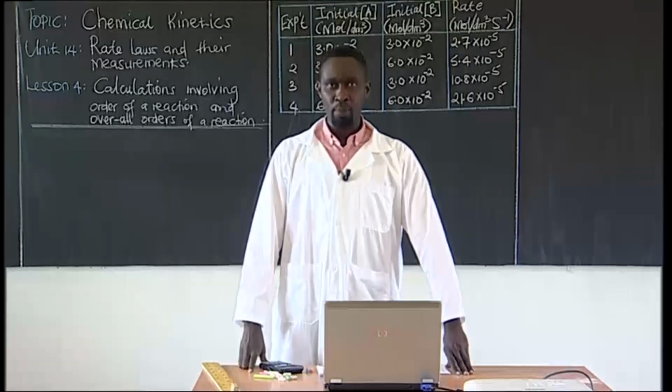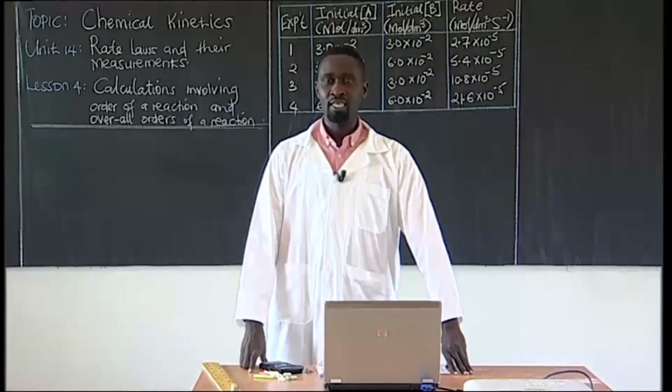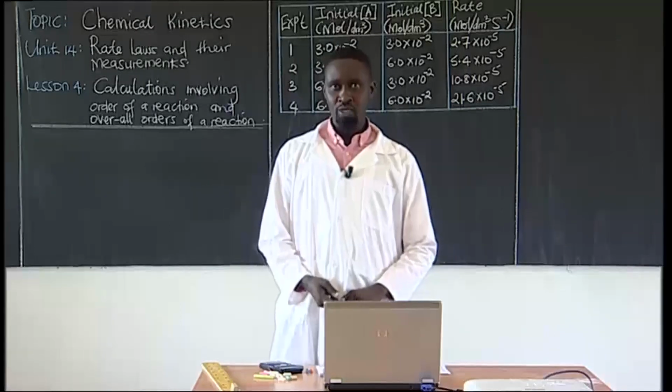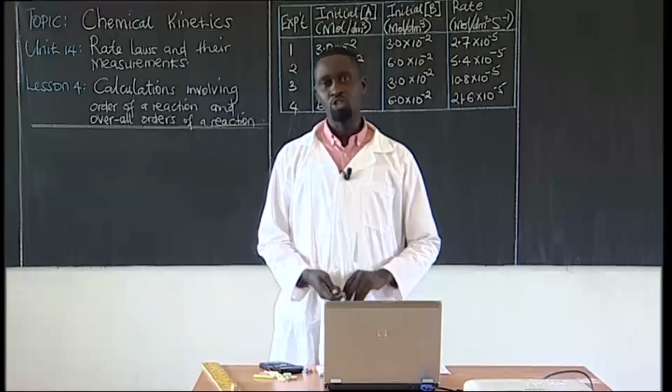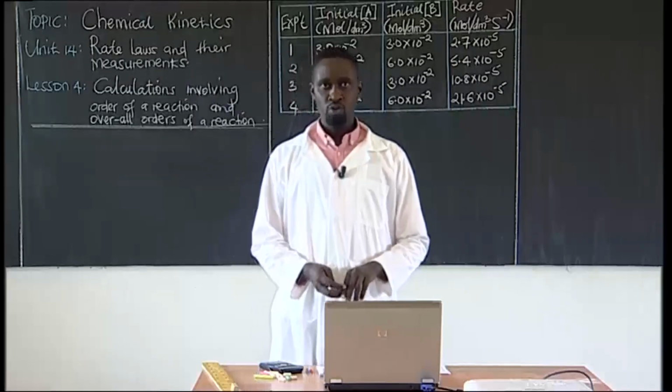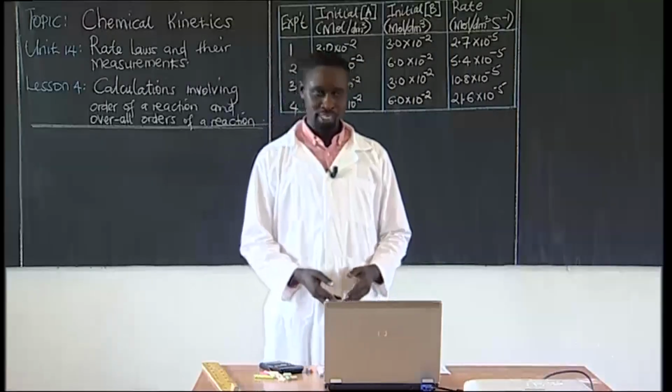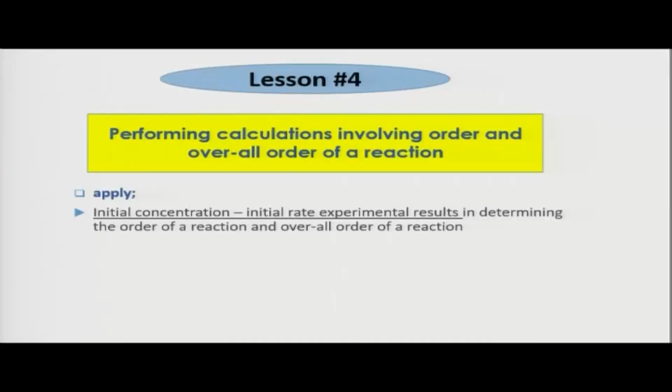Then we concluded in lesson 3 by looking at determining the order of a reaction. And the method we looked at was the initial concentration, initial rate. We looked at it in detail, so now it's time to apply the knowledge. Today's lesson will be mainly about applying the initial concentration, initial rate experimental results in determining the order of a reaction. And that will involve, of course, calculations.